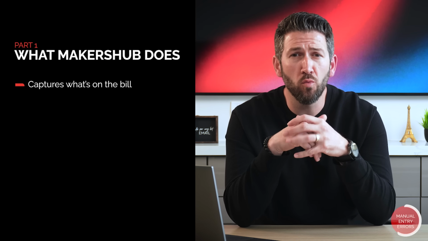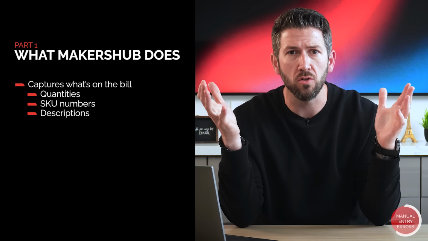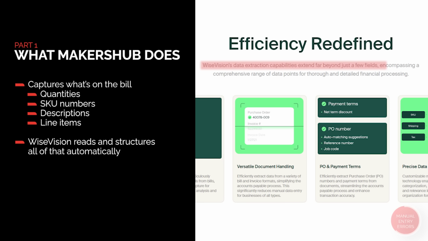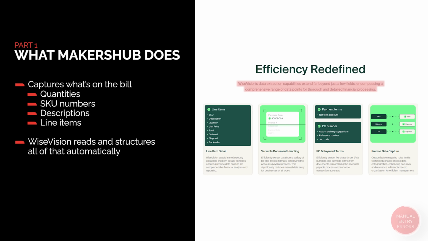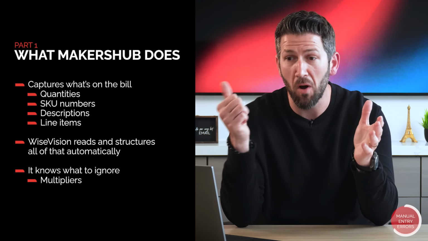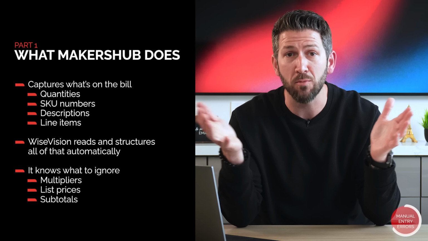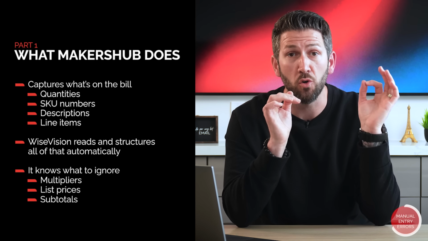There are really two parts to manual data entry in accounts payable, and MakersHub eliminates both. The first is simply capturing what's actually on the bill, like quantities, SKU numbers, descriptions, or line items. Wise Vision actually reads and structures all of that automatically. And importantly, it also knows what to ignore. Multipliers, list prices, subtotals. It filters out the noise and captures the information that actually needs to go into QuickBooks.